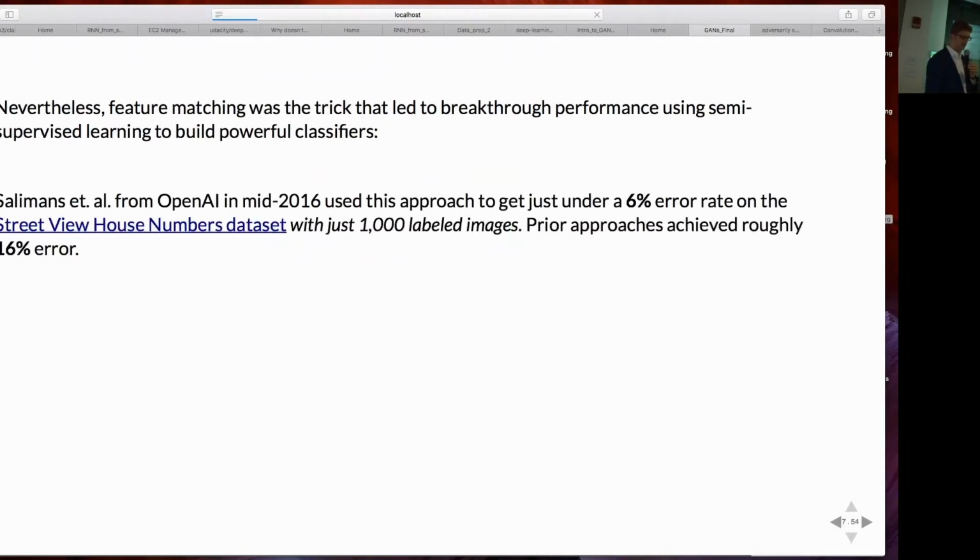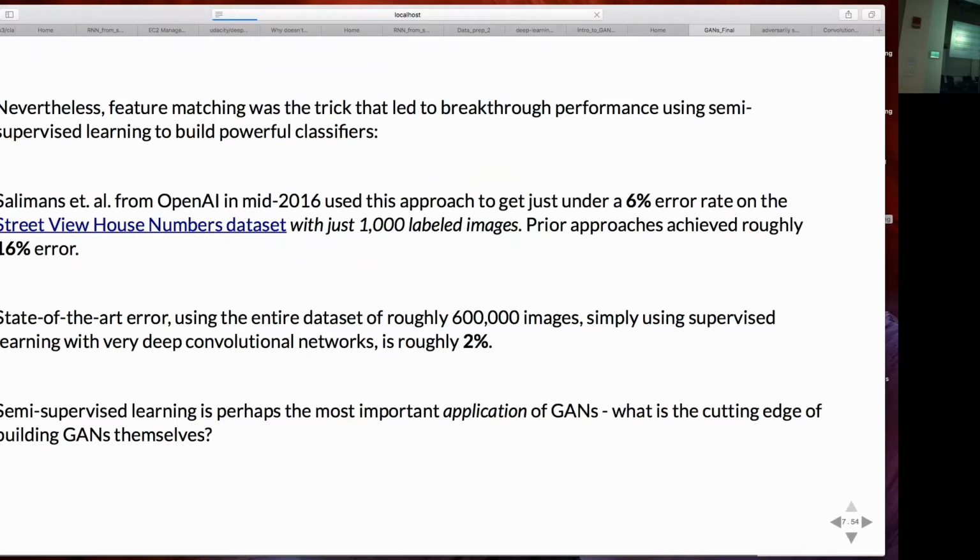All right, and by the way, what was the result of this? There's a famous data set called the Street View House Numbers data set that takes images in the wild taken from Google Street View.